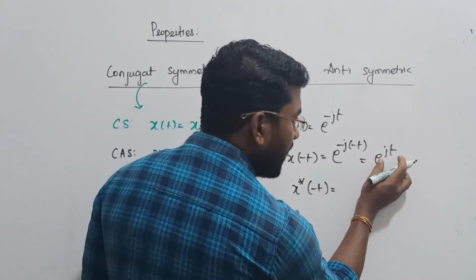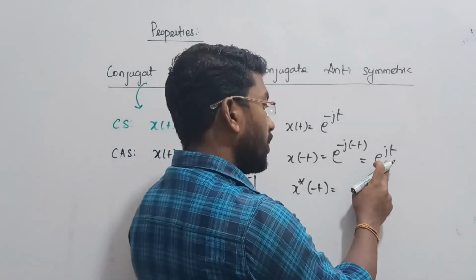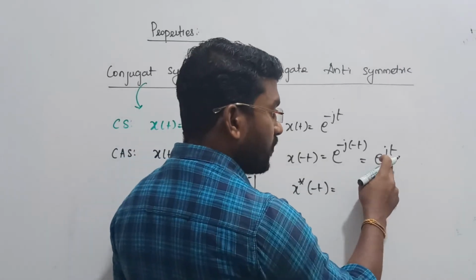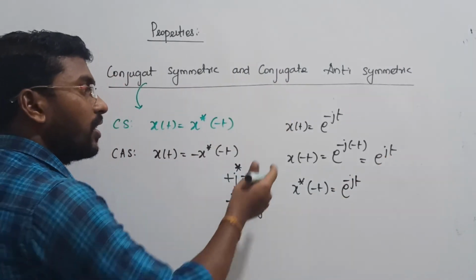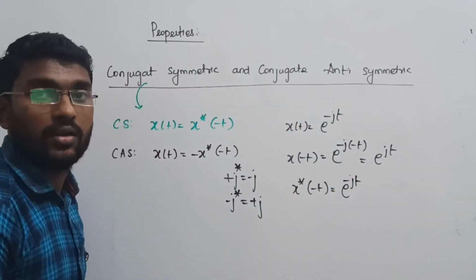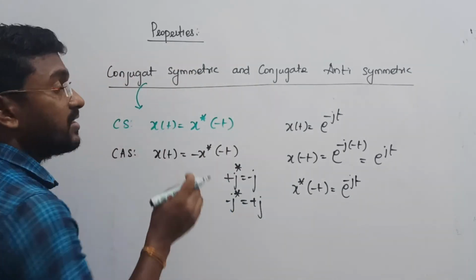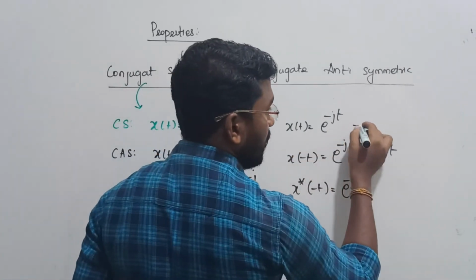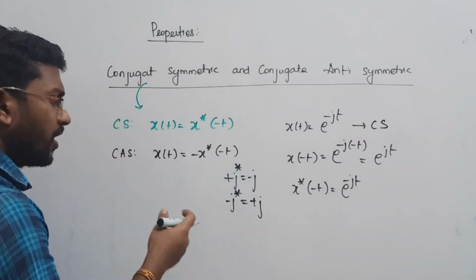See there, since e power j is complex, that is imaginary, j is an imaginary operator. So if you take the conjugate, the sign of the imaginary operator will change. It will become e power minus jt. See there, x of t and x conjugate of minus t are going to be equal to each other. So the conclusion is, the given signal is what? It is a conjugate symmetric signal, right? So this given signal is a conjugate symmetric signal. Clear?